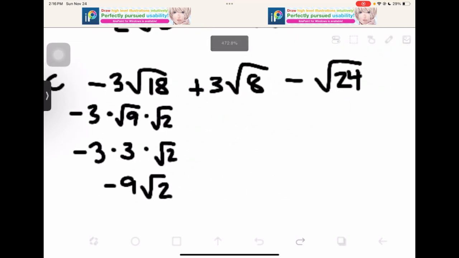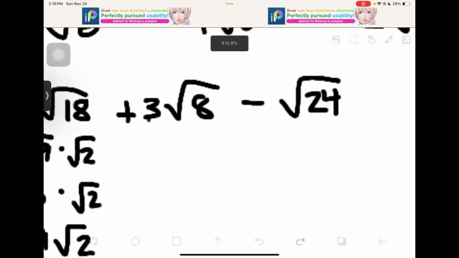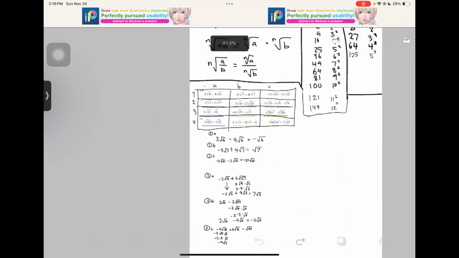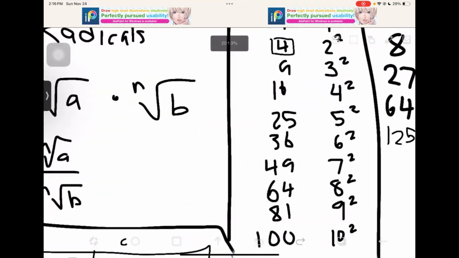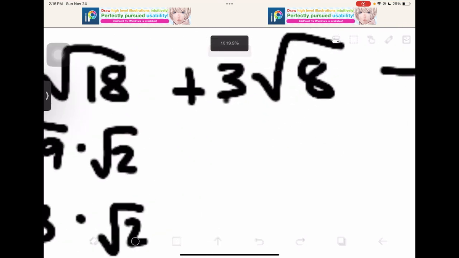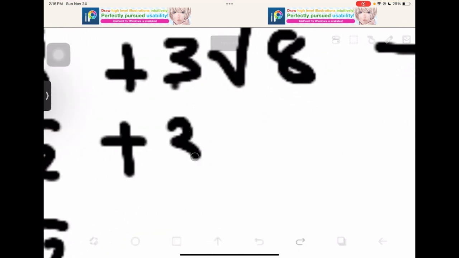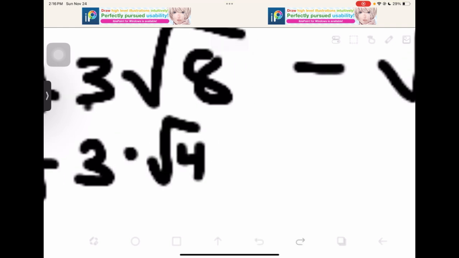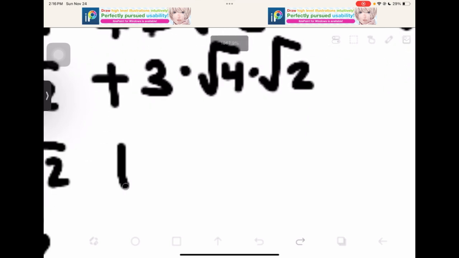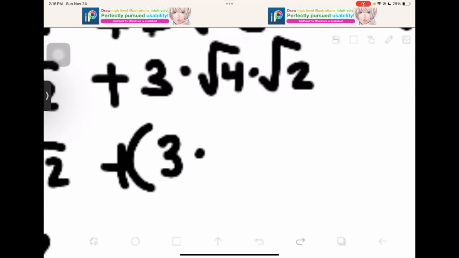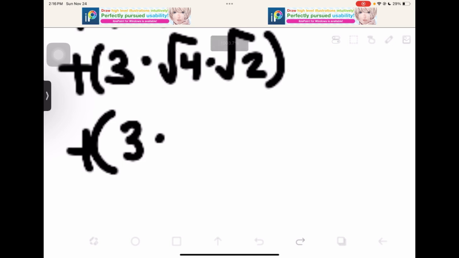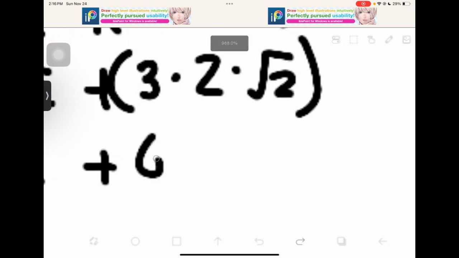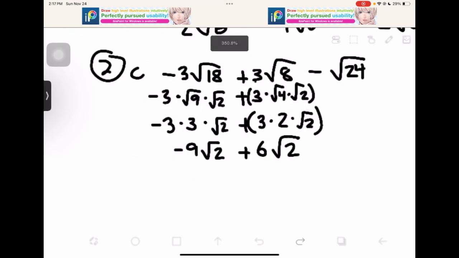Now, let's try to factor this one out. This one also seems to be divisible by 2, so let's try that. So 8 is divisible by, indeed, 4. So that's just going to be plus 3 square root of 4 square root of 2, plus 3 times 2, parentheses first, 3 times 2 is 6, then plus 6 square root of 2.